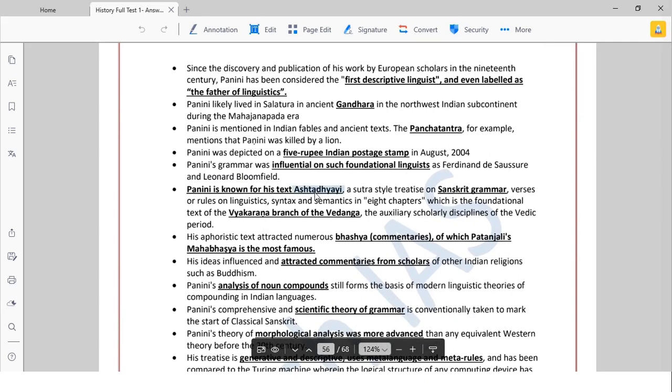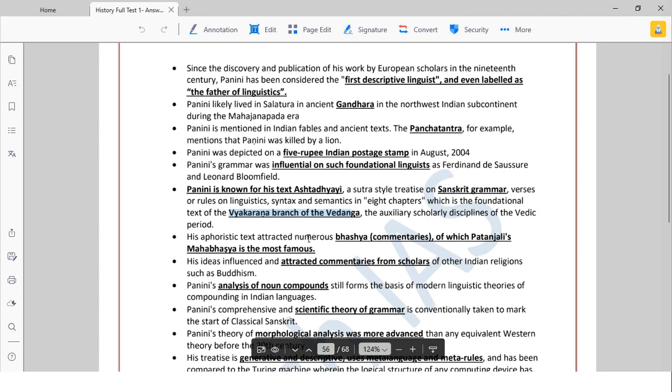And his first text, or his most important text you can say, is Ashtadhyayi, which again deals with Sanskrit grammar. Okay, and many things are there, the syntax, like a formula kind of thing. Okay, and Vyakarana, a branch of the Vedanga, the auxiliary scholarly discipline of the Vedic period. Okay, so that Vedanga we'll also learn below.